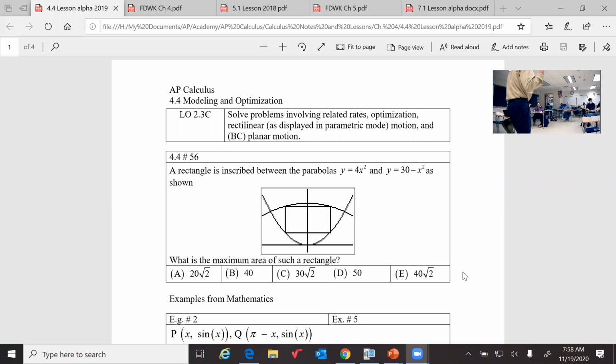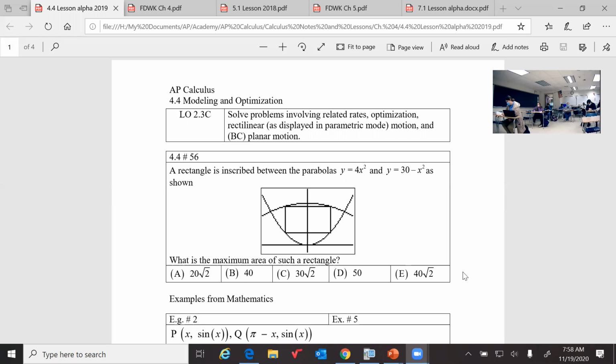Now, this isn't like the real world problems that are in the section, but it's a question that you're using calculus to solve. So you have this rectangle that's inscribed between these two parabolas, y equals 4x squared and y equals 30 plus a negative x squared, as shown.